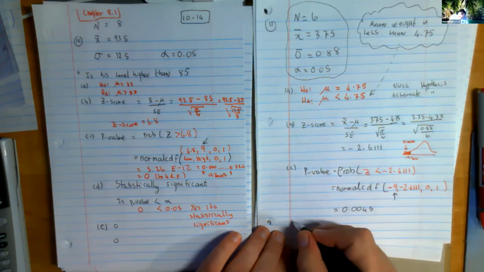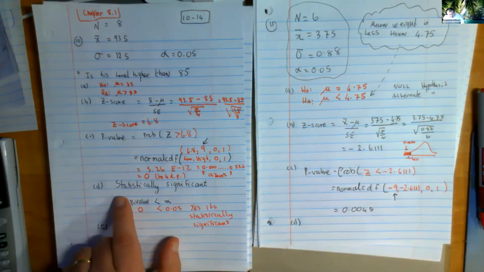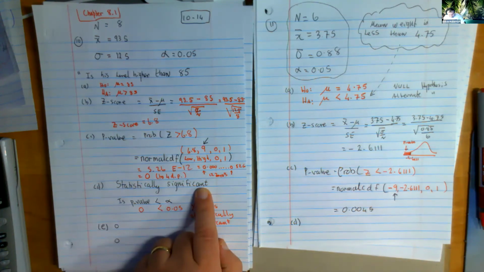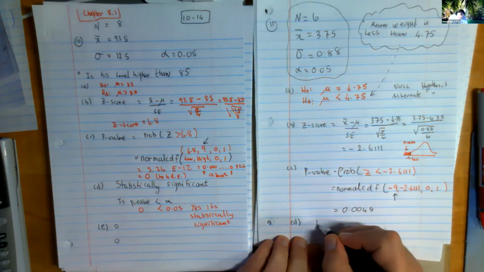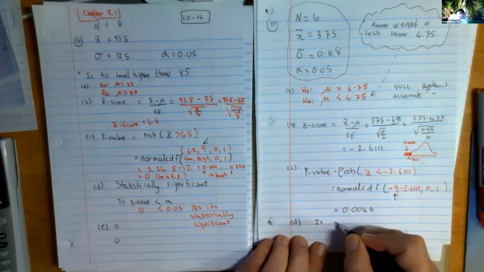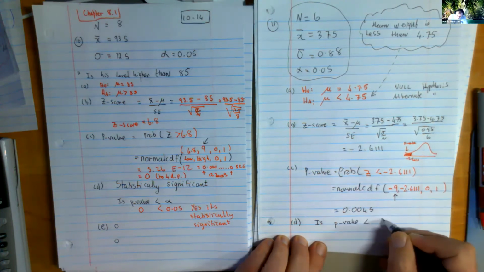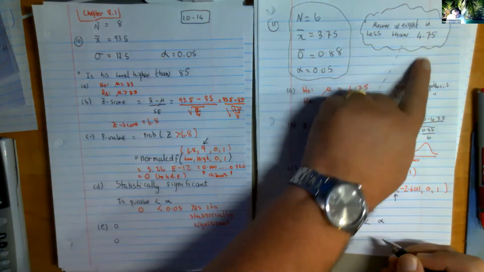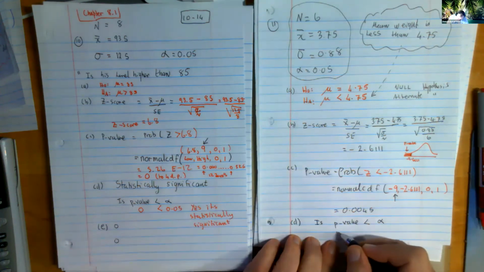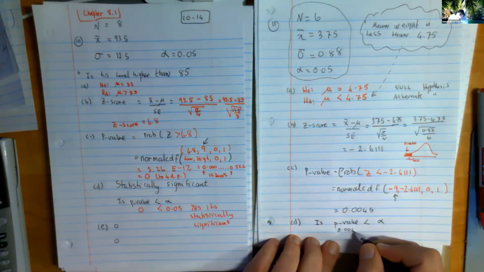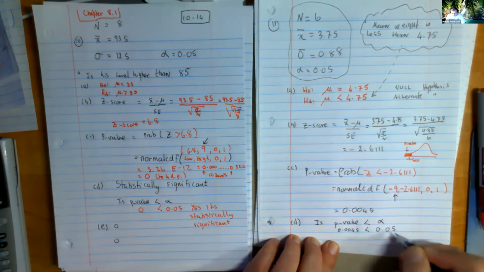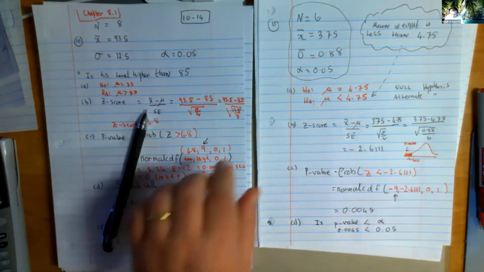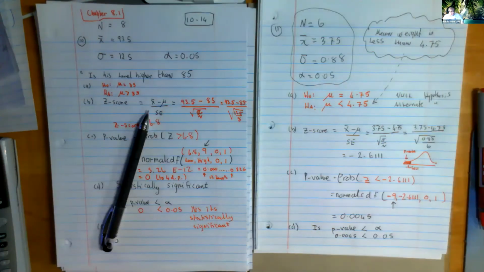Now let's do D. Is it statistically significant? Is this p-value tiny enough to be important? Well, we just ask ourselves this one question. Is our p-value less than the alpha in the story? And in this story, it's that guy. So is 0.0045 less than 0.05? Okay, is this decimal less than that decimal?